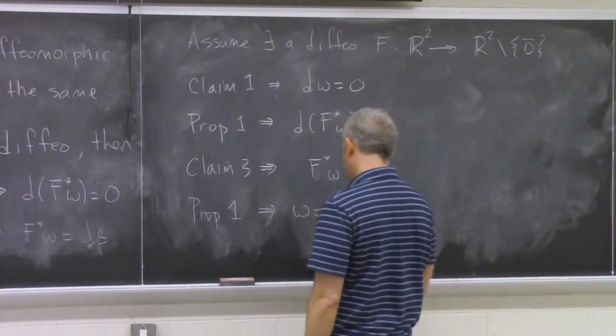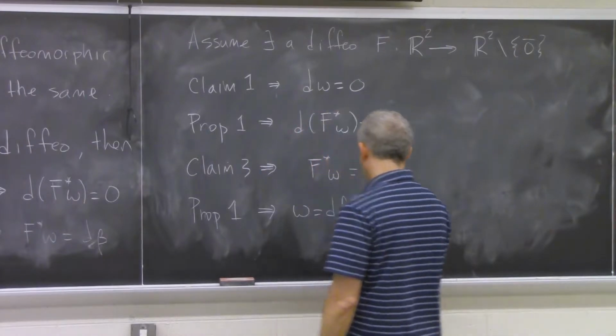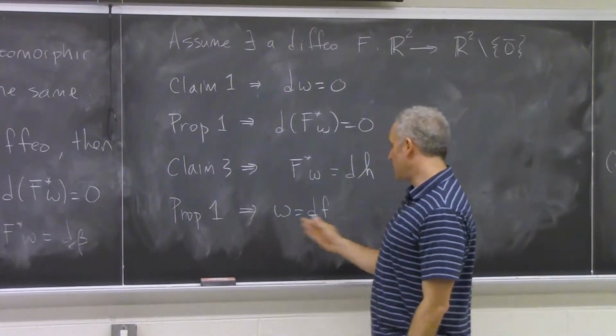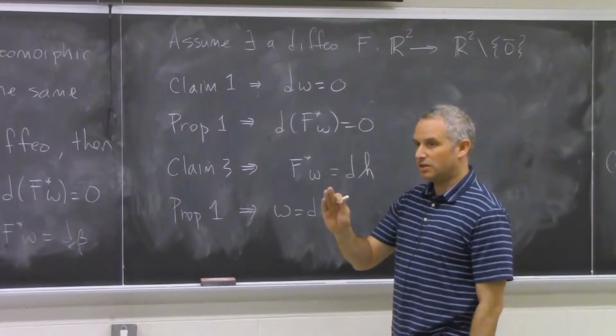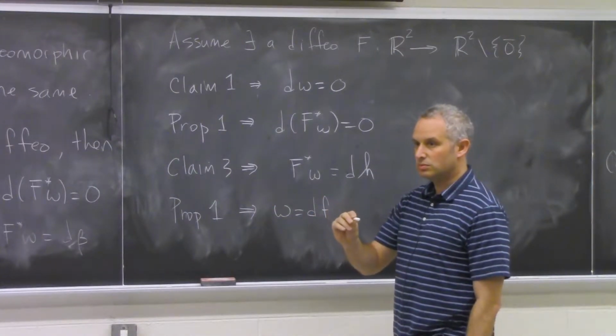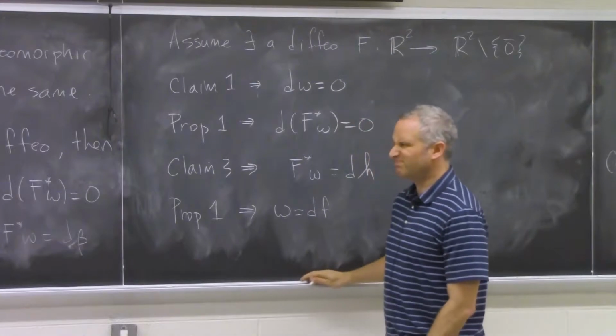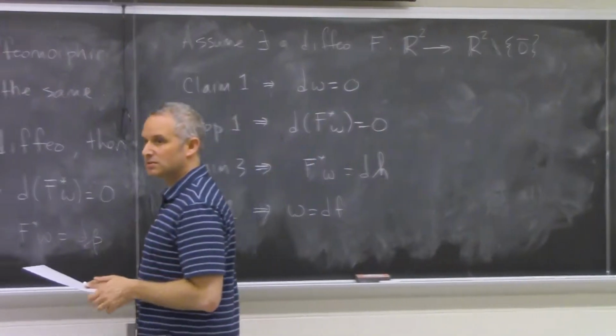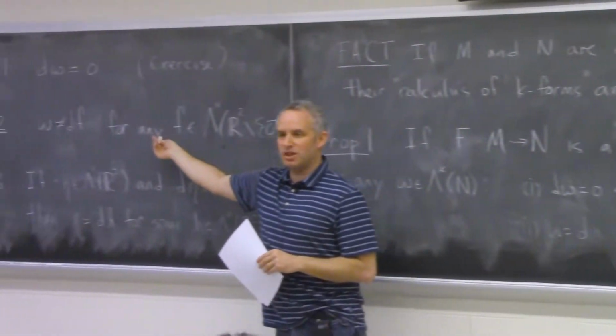So it's a one-form in this case, so it's a 0-form. I'll use our usual letters for functions. And this contradicts claim 2. Yes? It contradicts the claim that omega is not d of something.